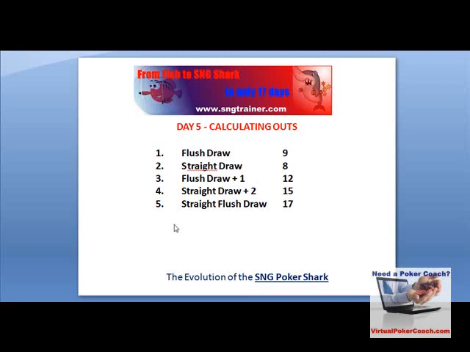It's very easy, especially at the beginning. You can just count out the cards that would actually help you, and then with practice you'll find that you just know flush draw means 9 outs, straight draw means 8 outs, flush draw with 1 over card, we know it's 12 outs. So you're going to try to keep these to memory, because these are the main ones that you're going to want to be focused on there. So that's it there.